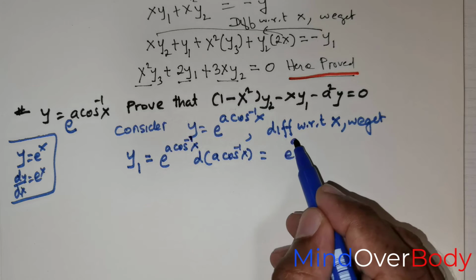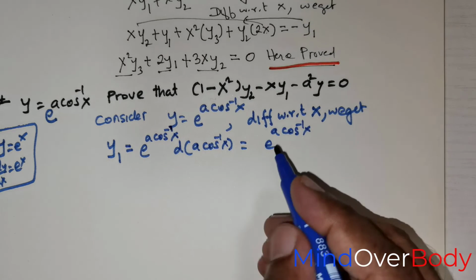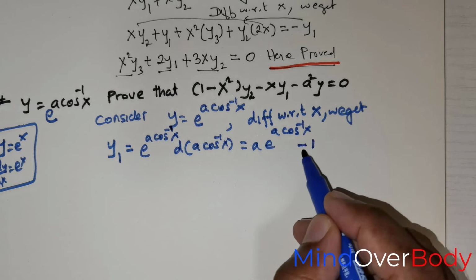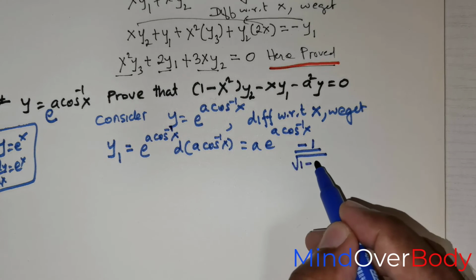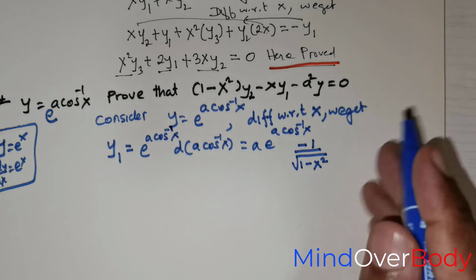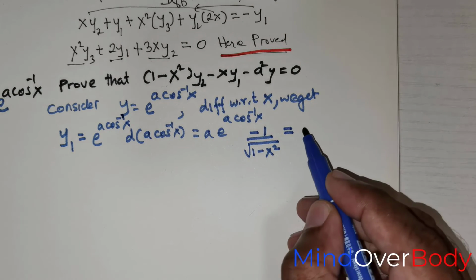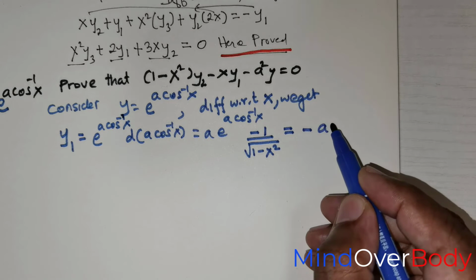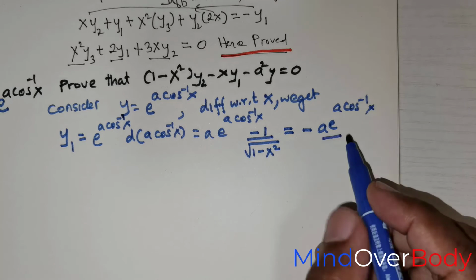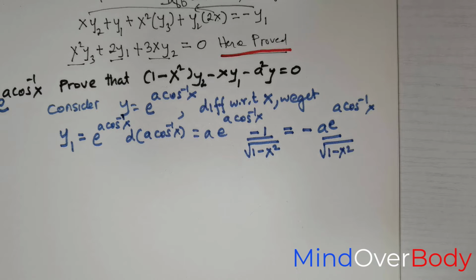This is equal to e raised to the power of a times cos inverse of x times differentiation of, of course a is a constant, so I can just take a out. I need to just differentiate cos inverse of x. That's going to be negative 1 over square root of 1 minus x squared. In the previous lecture I have already shown you how exactly cos inverse of x is differentiated and the relevant formula. So I can rewrite this as negative a times e raised to the power of a times cos inverse of x divided by root of 1 minus x squared. So that's fair enough, right?